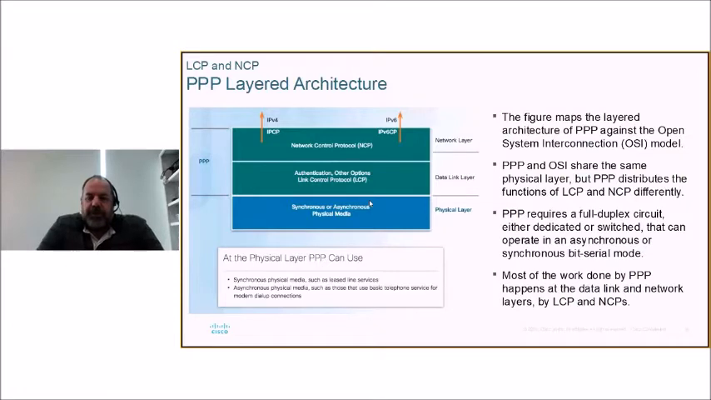PPP and OSI share the same physical layer, but PPP distributes the function of LCP and NCP differently. PPP requires a full duplex circuit, either dedicated or switched, that can operate in an asynchronous or synchronous bit serial mode. Most of the work done by PPP happens at the data link and network layers by LCP and NCPs.